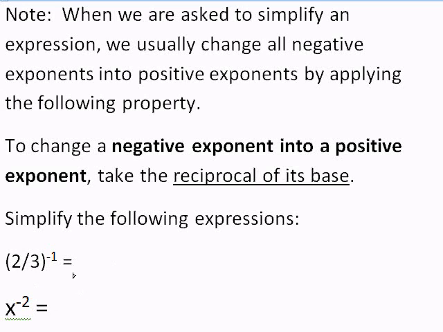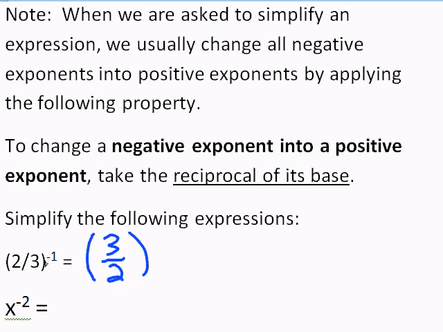Looking at the first one, we have 2/3 to the negative 1. So again, to simplify, we change a negative exponent into a positive exponent by taking the reciprocal of its base. So since our base is 2/3, we take the reciprocal of it, we get 3 over 2.